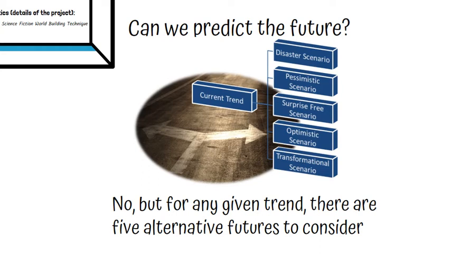A pessimistic scenario. Something will go considerably worse than in the past. A disaster scenario. Things will go terribly wrong, and our situation will be far worse than anything we have previously experienced. Finally, a transformational scenario, where something spectacularly marvelous happens. Something we never dared expect.